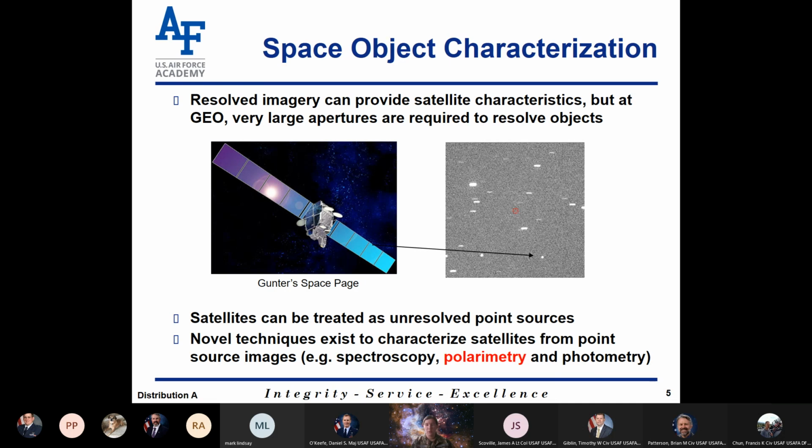The picture on the right is what WildBlue 1 actually looks like in the images that we took using our 16-inch telescope that we have here at USAFA. So this is not a resolved image. It just looks like a point of light. You can't even tell that it's a satellite. We have to treat satellites as unresolved point sources, and to characterize satellites with this information, we have astronomical techniques we can use. So for my project, we use polar imagery on the images taken with our telescope.